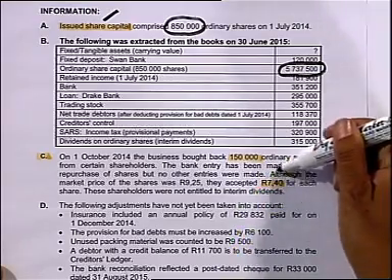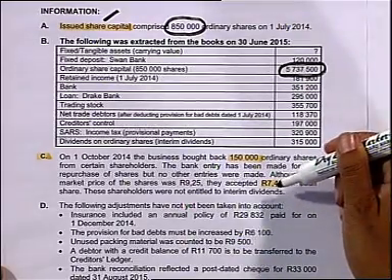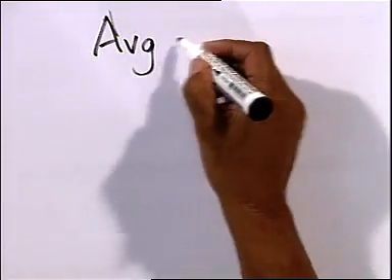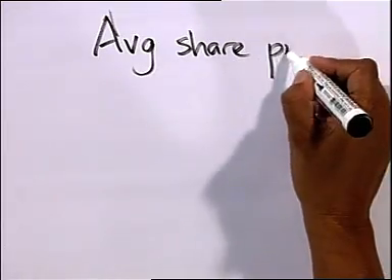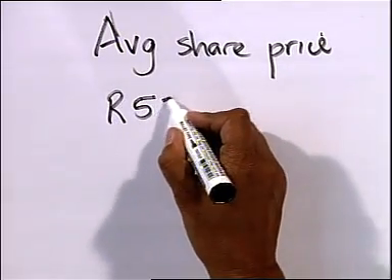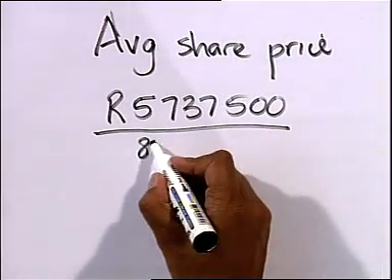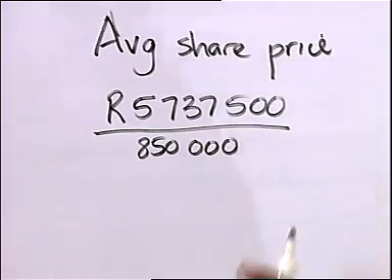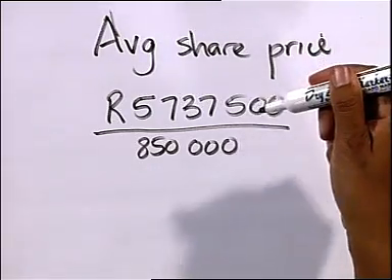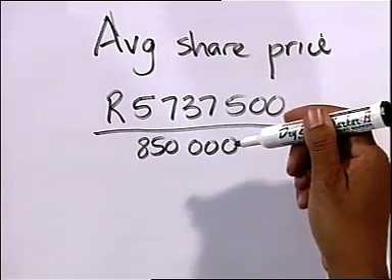Then you want to know how much above the average share price they sold the shares for. Oh, sorry, they bought the shares back for. Okay? So let's work out the average share price. We know that the rand value of all our shares is 5,737,500, and that is made up of 850,000 ordinary shares. So we always take the rand value of the shares issued at the time of repurchase, divided by the number of shares at the time of repurchase.